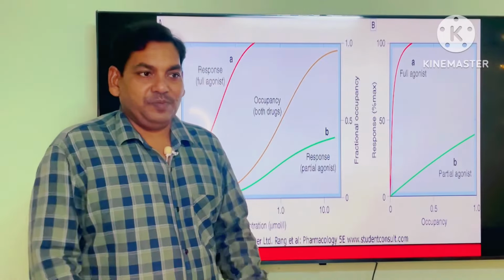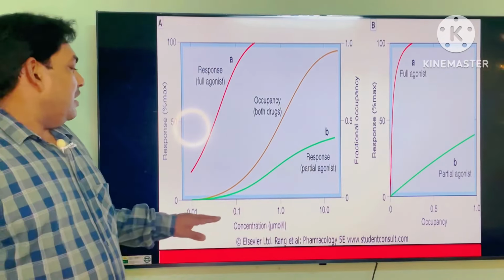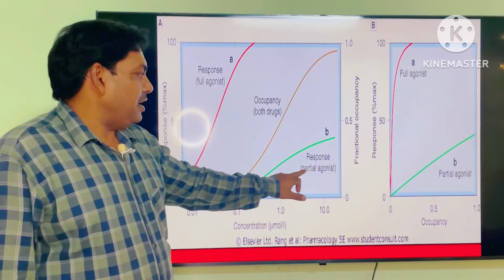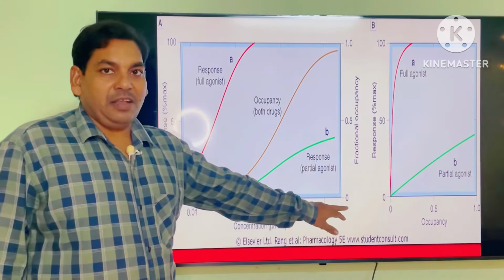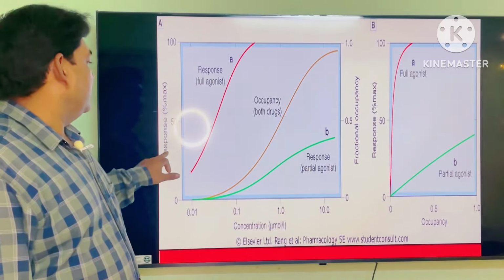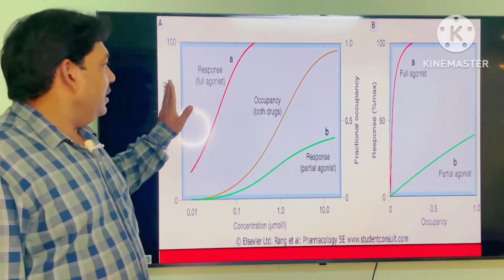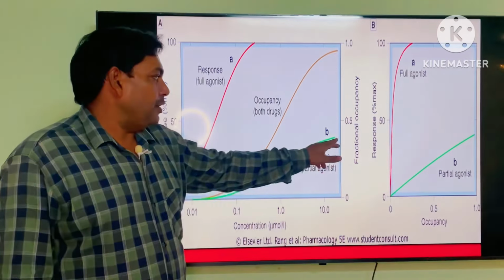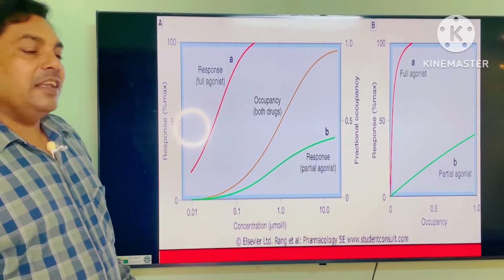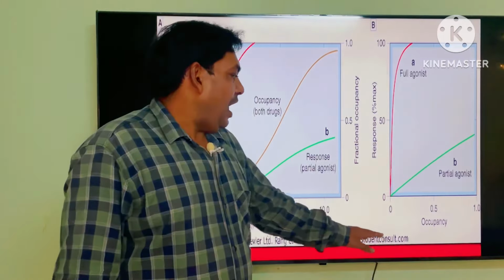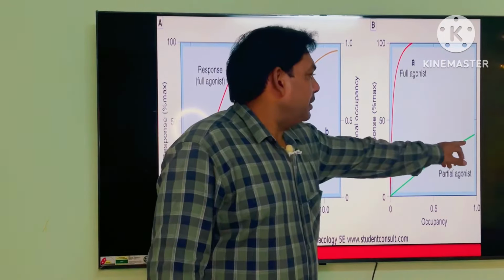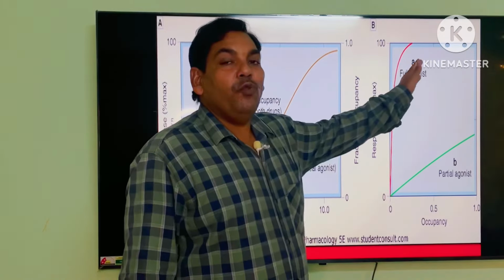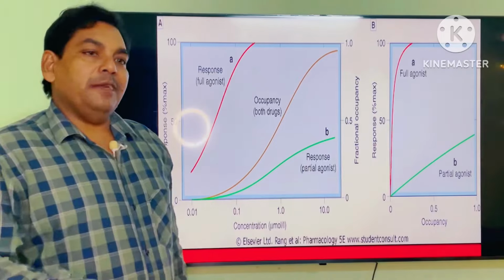Next, the graph representing the full agonist and partial agonist. It shows the concentration of drug and the response in percentage. For the full agonist, the Emax is 100%, but for the partial agonist the Emax is less than 100%. There is also occupancy. After binding, the response is less than 50% for the partial agonist, but for the full agonist the Emax is 100%.